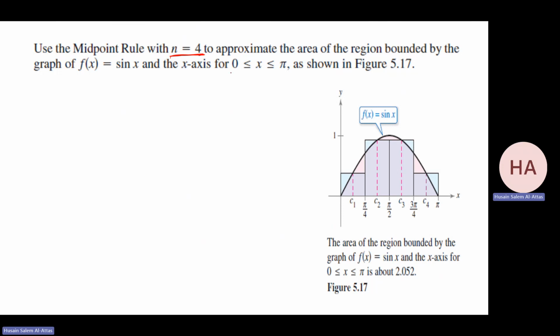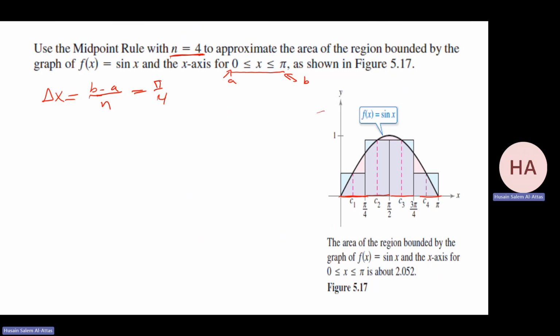I have the region between 0 and pi. That's my region. So delta x will be b minus a over n, where this is a and this is b. That will be pi over n. My n is 4, so that will be pi over 4. That's the width of each rectangle: pi over 4, pi over 4, pi over 4.